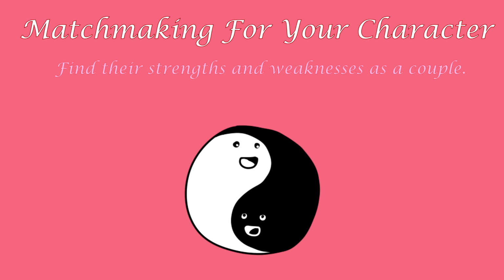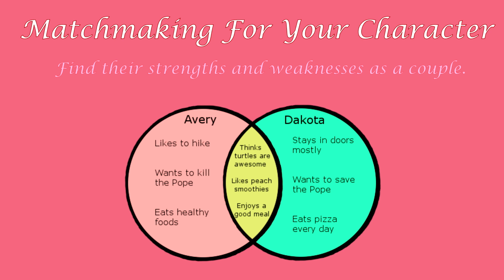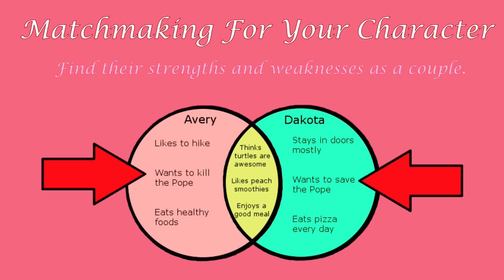Find their strengths and weaknesses as a couple. There's a few ways you can do this, but here's my suggestion. Make a few Venn diagrams displaying their likes, dislikes, similarities in lifestyle, what they're attracted to, goals, etc. This should help you figure out their compatibility and find any glaring contradictions that'll set the tone of their relationship. If character A's goal is to kill the Pope, and character B's goal is to protect him, then that's an obvious contradiction in motives, and would most likely add too much conflict to their romance to make it viable.